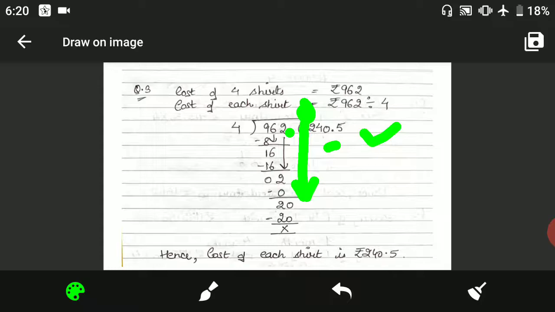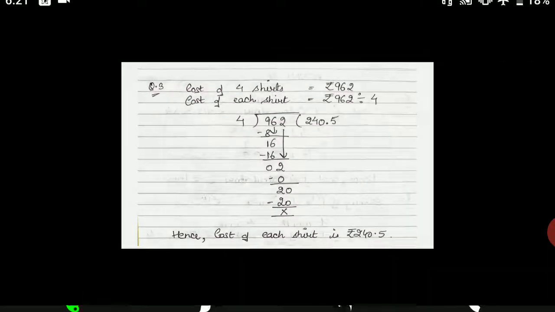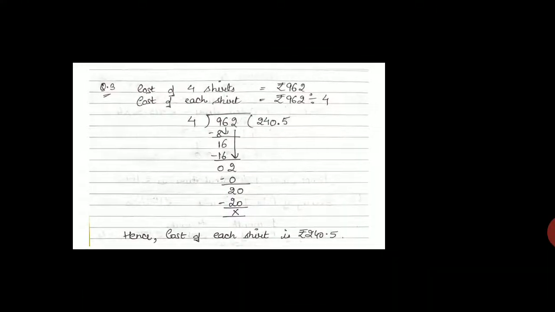So we write a hence line. Hence line is the last line. Hence the cost of each shirt is rupees 240.5. You can put a 0 also, clear, at the end. It is also correct, and without 0 is also correct. Clear this thing? Now I will explain you question number 4.